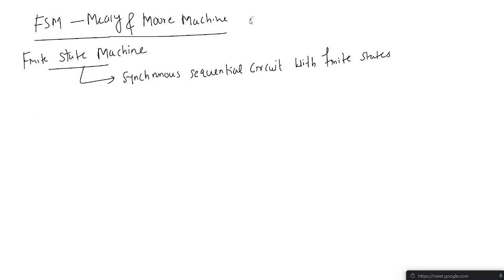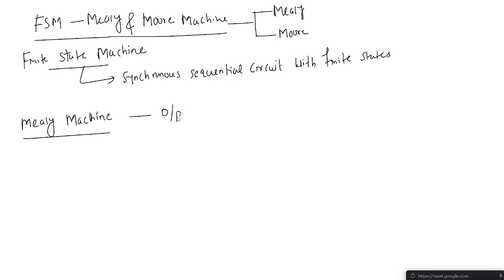There are two types in FSM. One is Mealy and the next one is Moore: Mealy machine and Moore machine. First we'll see what the Mealy machine is. In a Mealy machine, the output is a function of the present input as well as the present state.